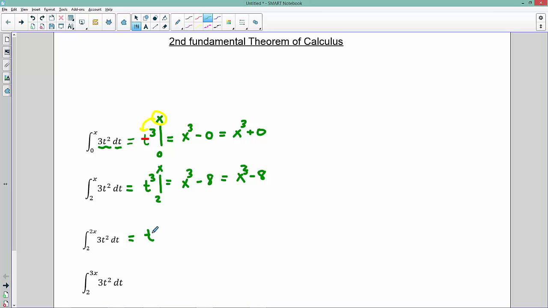Okay, the third one. This would still be t to the third, but now we're going to plug in a 2 and a 2x. Okay, so what happens when I plug in a 2x is I'm going to get 2x to the third, right? And believe it or not, I'm going to leave it like this. Of course, you could get 8x cubed and write 8x cubed, which you probably did.